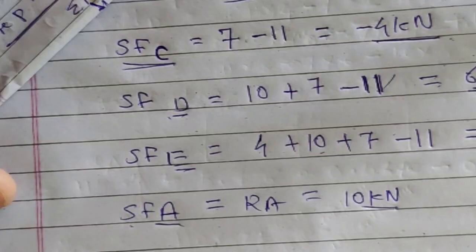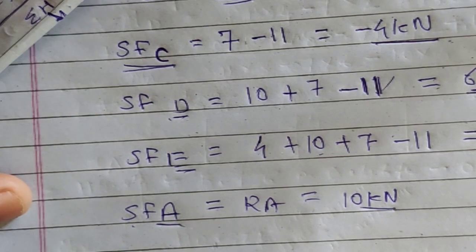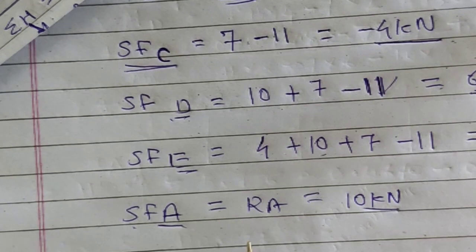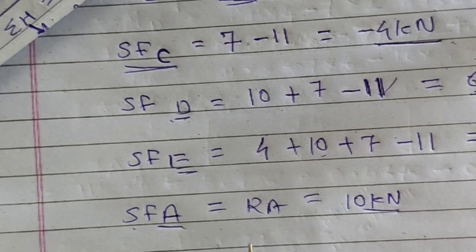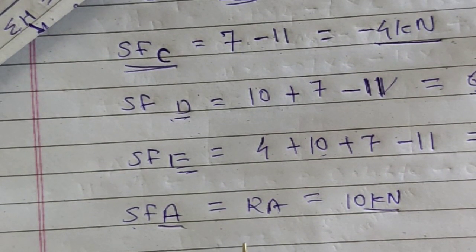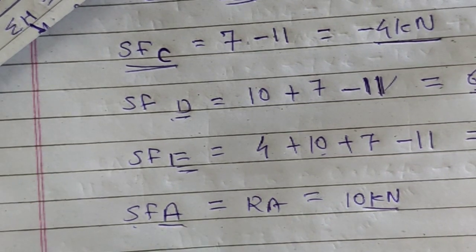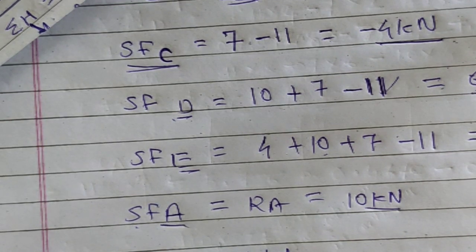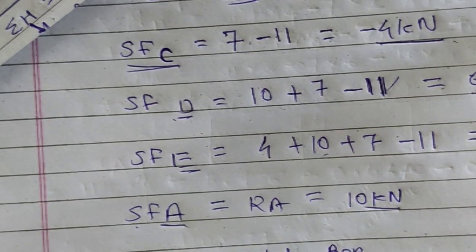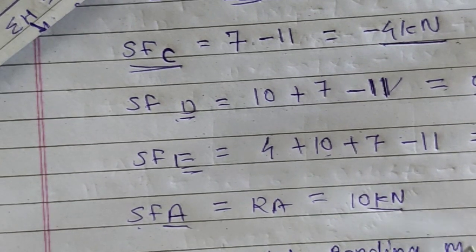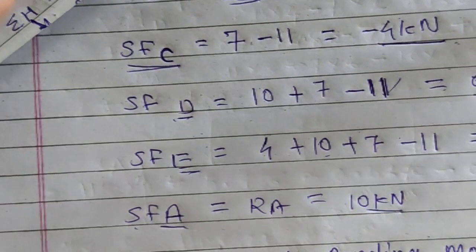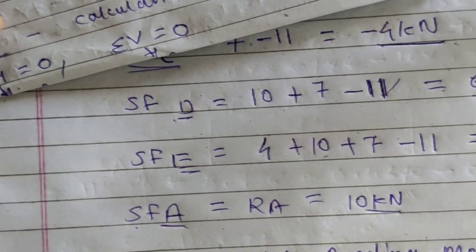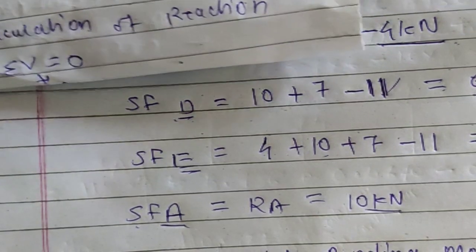Okay, now step 4, we have to calculate bending moment at each and every point. So calculate bending moment. Okay, so bending moment at B.